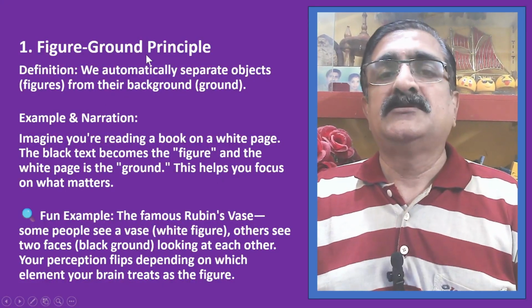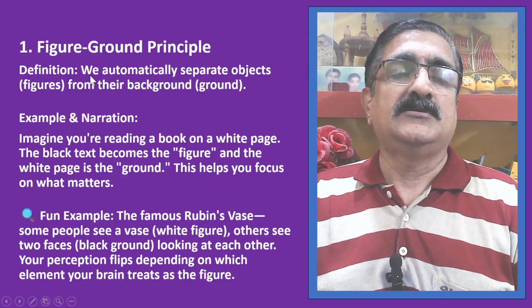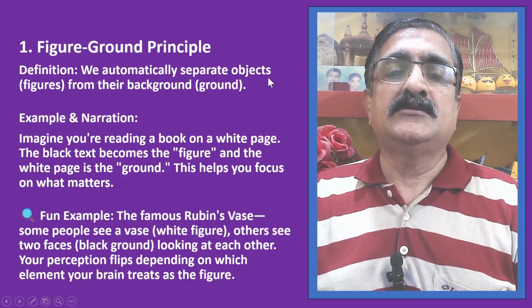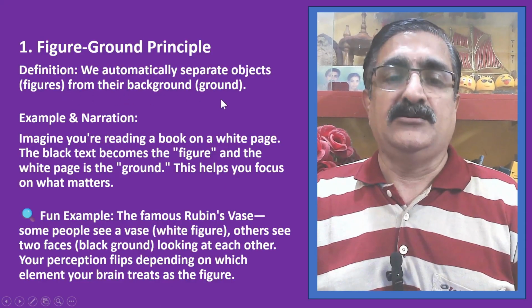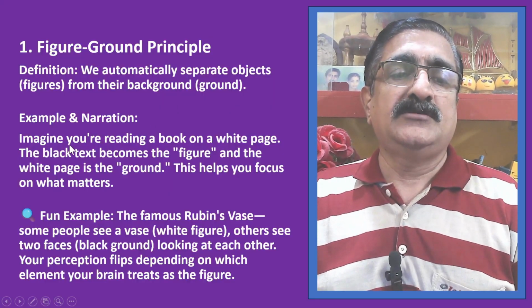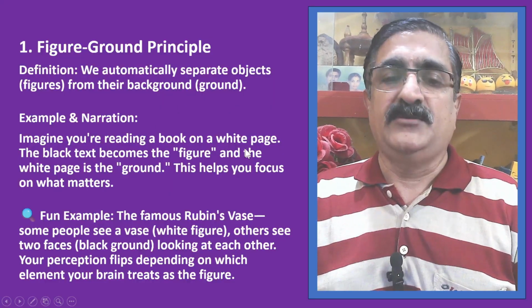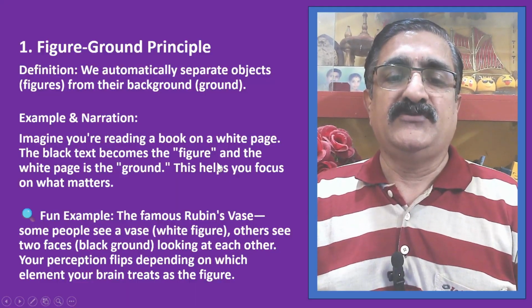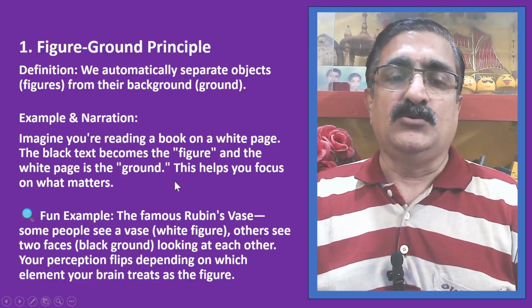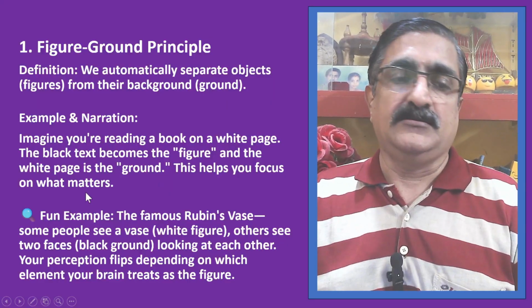The first principle is the figure-ground principle. Definition: we automatically separate objects from their background. For example, imagine you are reading a book on a white page. The black text becomes the figure and the white page is the ground. This helps you focus on what matters.